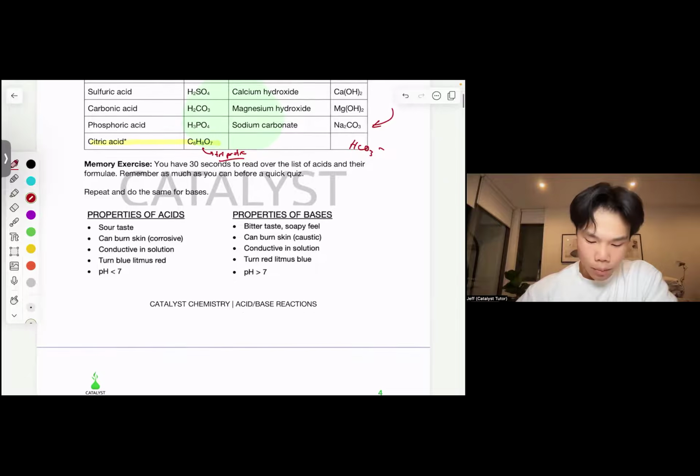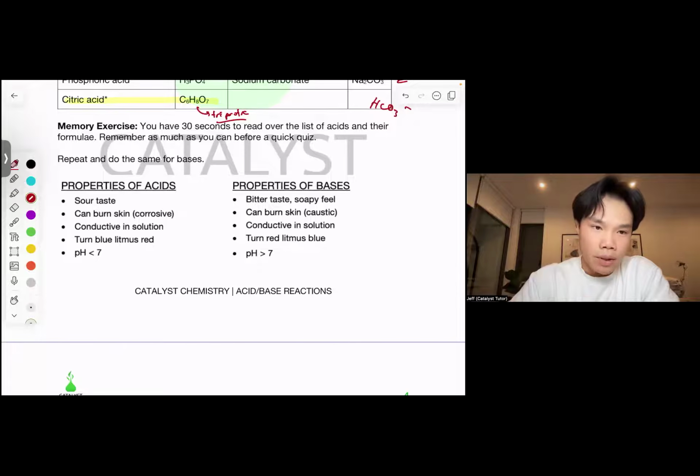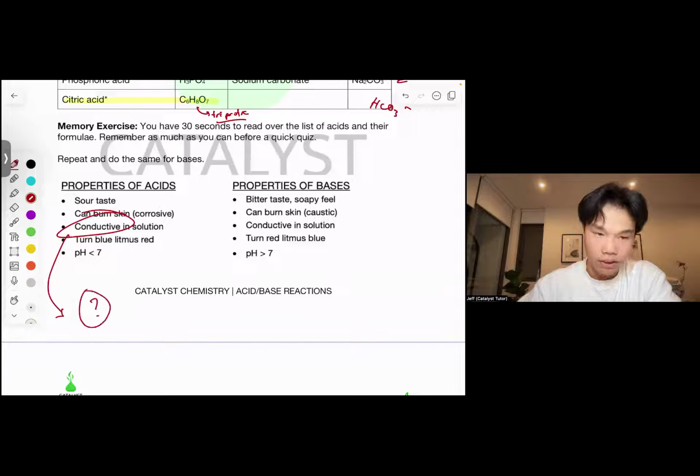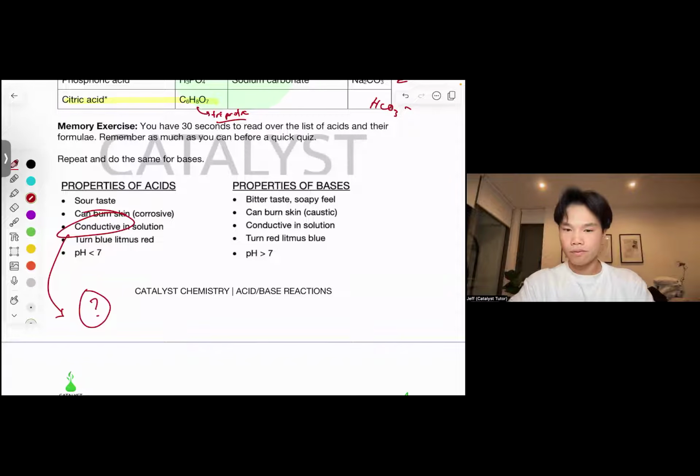Okay, properties of acids and bases. Acids tend to have a sour taste, can burn skin, we call that corrosion. They're conductive in solution. What is conductivity? Someone unmute or type in chat. What is conductivity? Or electrical conductivity in this case. What makes something conductive?